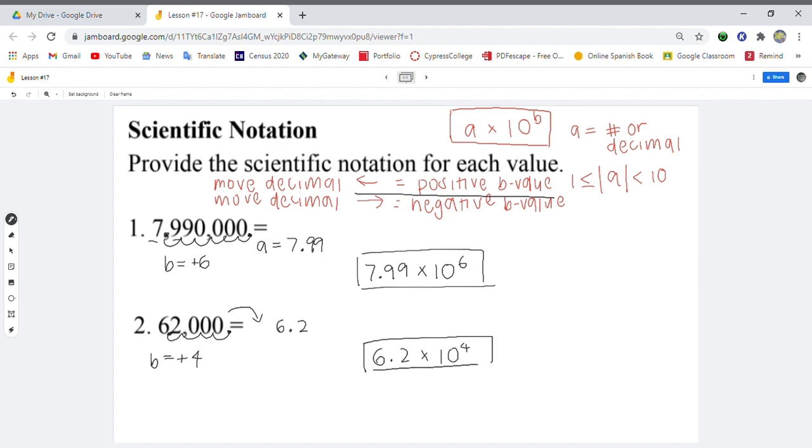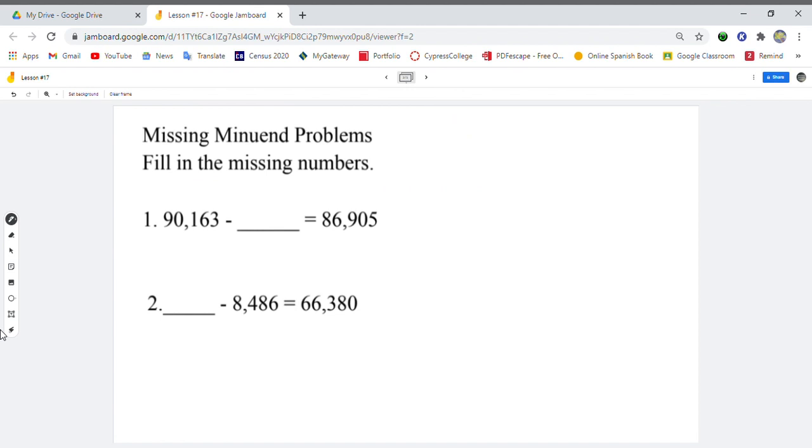Very simple and easy. Now for the next section, missing number problems: fill in the missing numbers. This is very easy. You can just use algebra to solve this. You can represent x as the missing value for both numbers. And now let's do number 1. If you rewrite it with the variable, it'll be 90,160 minus x equals 86,905. Right now, x is a negative value, and I don't want a negative x value, so I'm going to move it to the right side and make it positive.